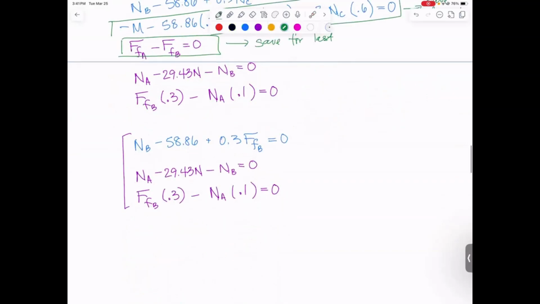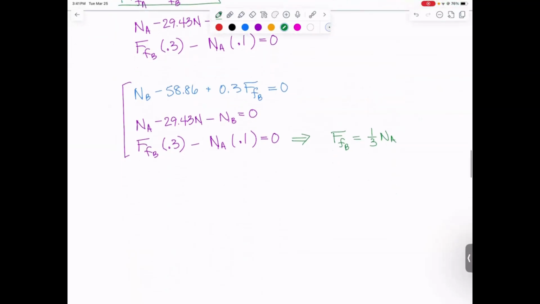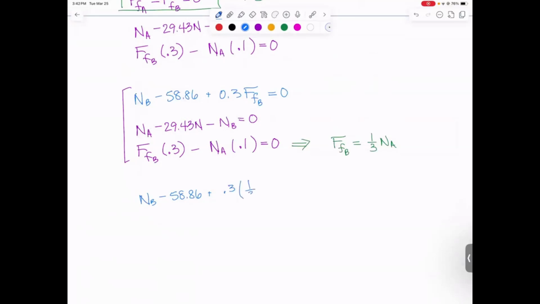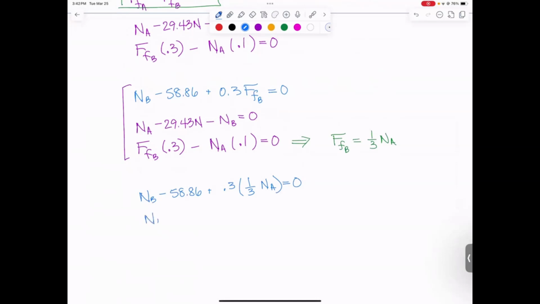So let's use that third equation right here. And this is going to give us, if we solve for, say, the force of friction at B, it's equal to 1/3 NA, which we can then eliminate from the previous equation, and now we'll get down to 2 equations and 2 unknowns. What we're going to do is replace the friction force at B in that first equation. NB minus 58.86 plus 0.3 times 1/3 NA equals 0. And the other equation we're solving is that NA minus 29.43 minus NB is equal to 0. This is an awesome set.